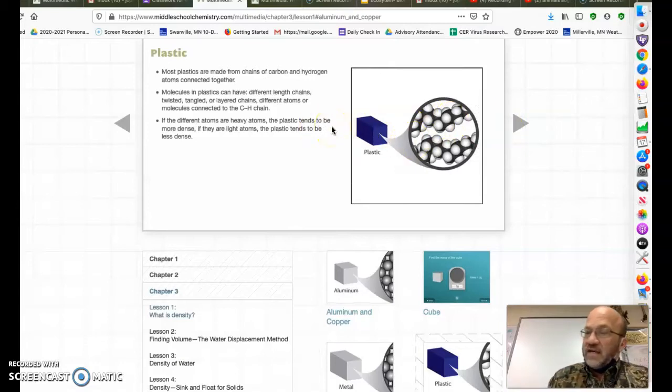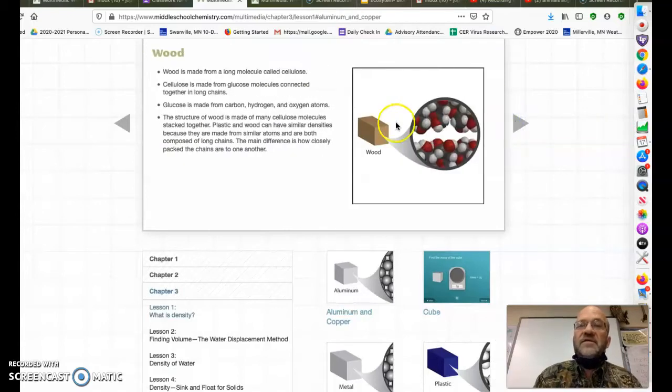Plastic is light. As you know, plastic is very light, right? When you pick up something plastic, it's light compared to metal. Why? Look at these atoms. They're separate from each other and they're really spread apart, right? Even though this cube might be the same size, it's much lighter. Next, wood. Wood is fairly light compared to metal because of its atoms and its arrangement.